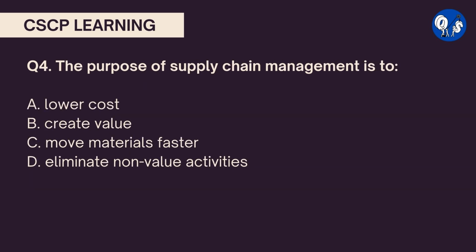Question number 4. The purpose of supply chain management is to A. Lower cost, B. Create value, C. Move materials faster, D. Eliminate non-value activities. The correct answer is B. The purpose of supply chain management is to create value. Managing the supply chain in a major corporation is a complicated endeavor. The purpose is to create value throughout the supply chain. The other answers are methods to create value.